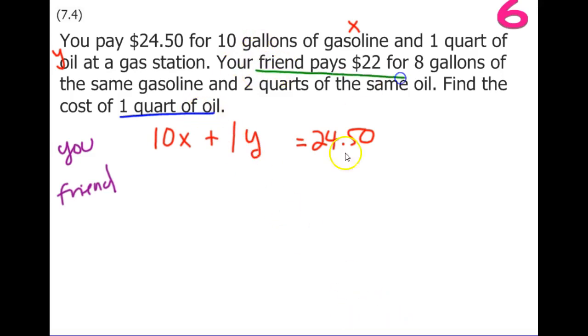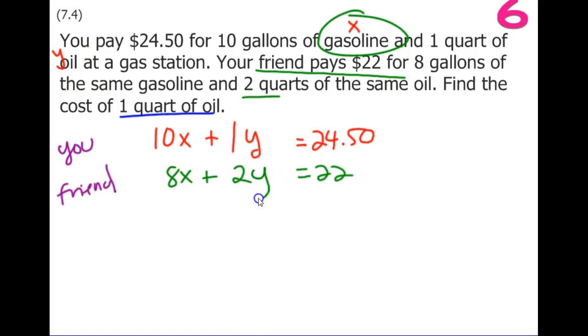And then your friend pays $22 for only 8 gallons of gas, so 8 times x, because that's the cost for gas. And your friend gets 2 quarts of oil, 2 times y. So now we have two equations. We can use whichever method we would like to solve.